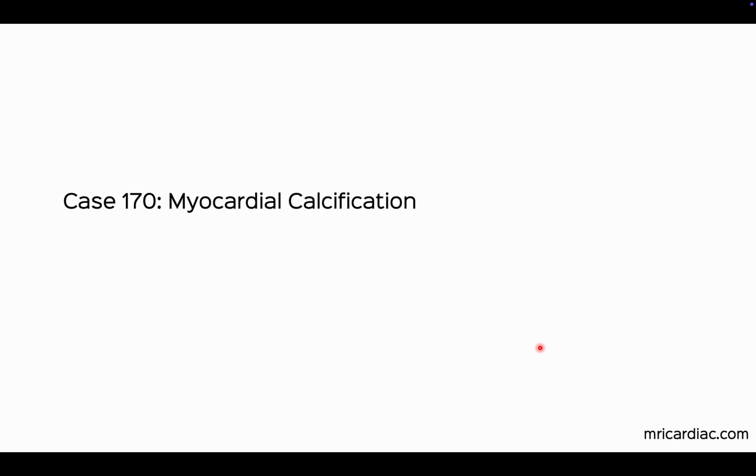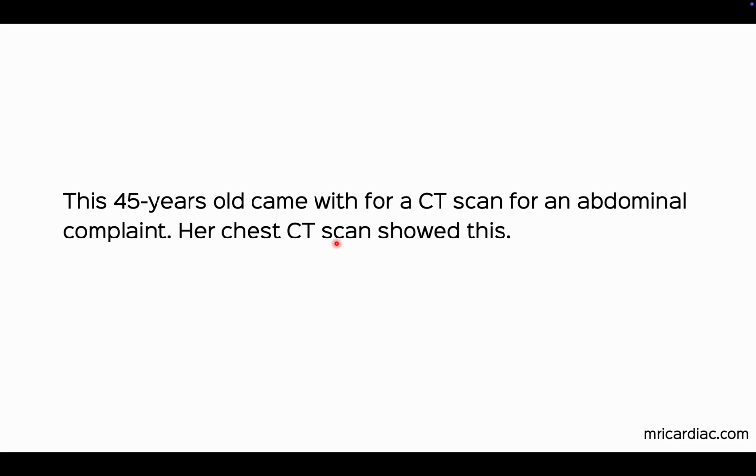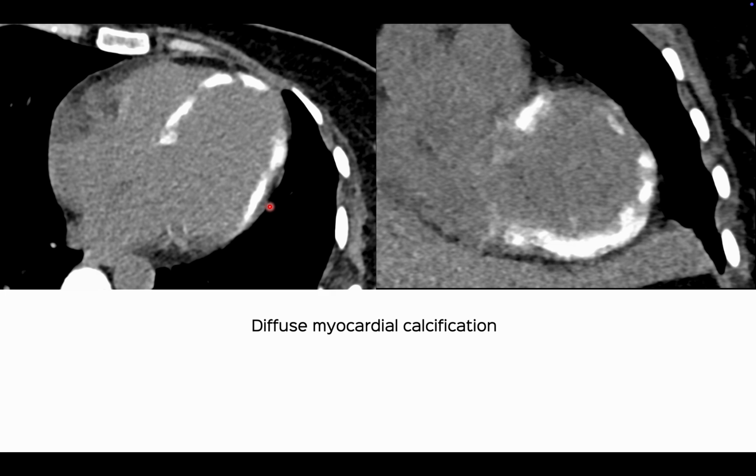And while this is a cardiac MRI site, I saw a case recently that made me think about myocardial calcification. This 45-year-old came for a CT scan for an abdominal complaint, and her CT chest showed this. But actually, a PET CT had been done prior to that, and everybody had missed it because I think it's so off track, so unusual, that it just didn't hit anybody's minds. And you can see here that there's diffuse calcification of the myocardium.